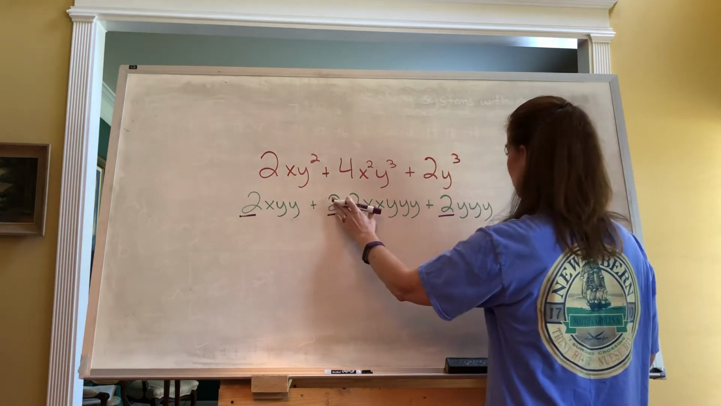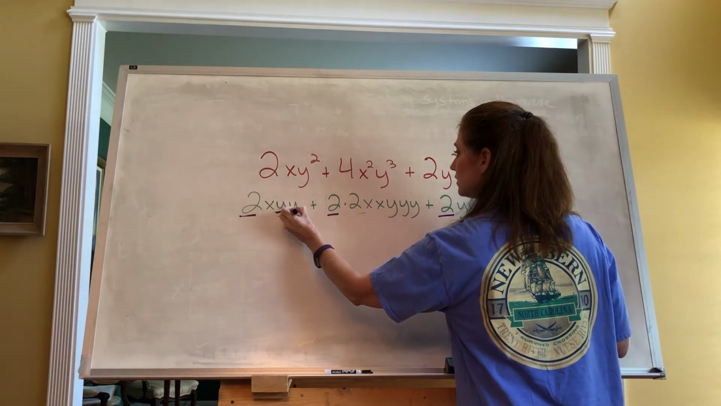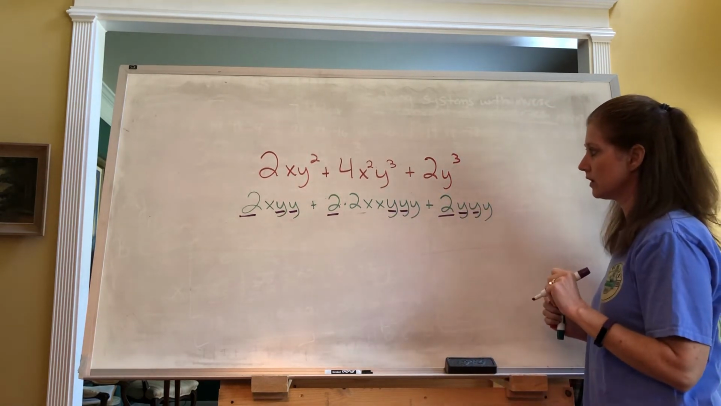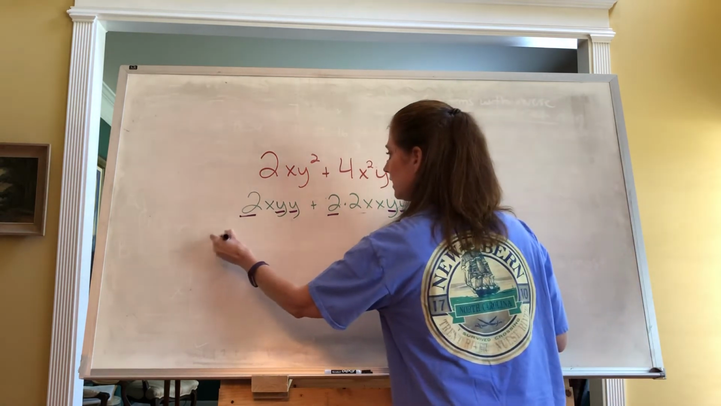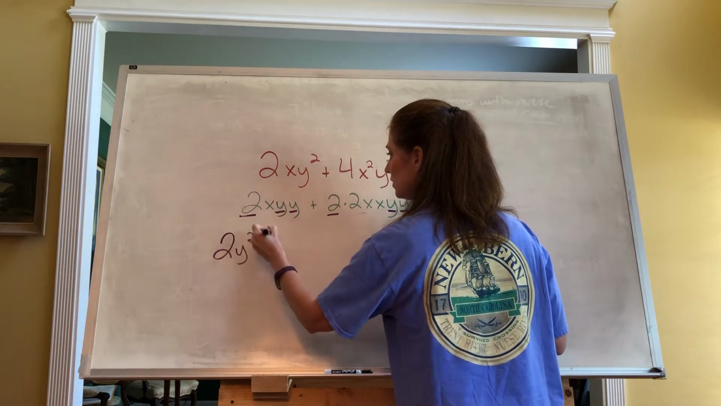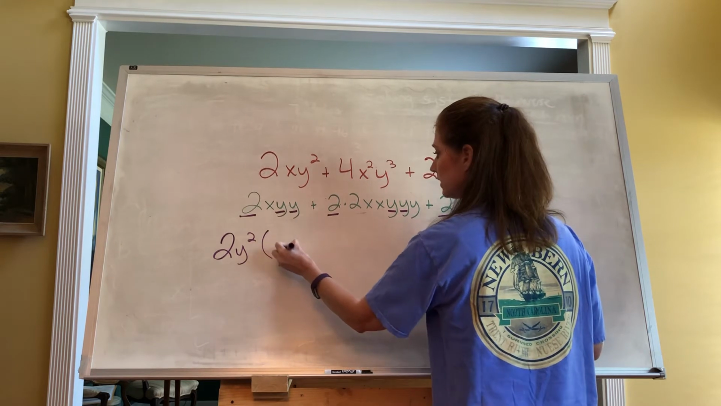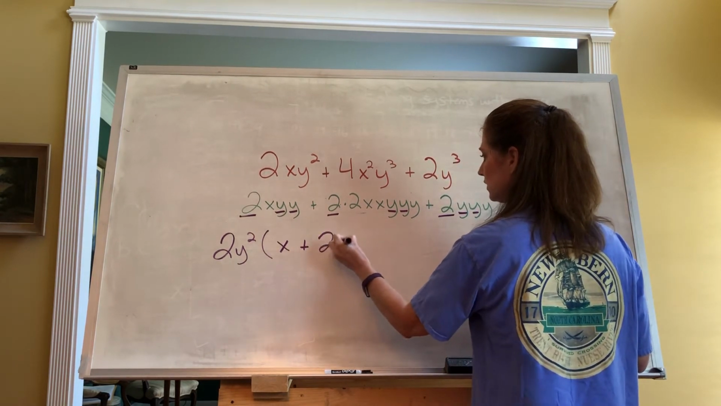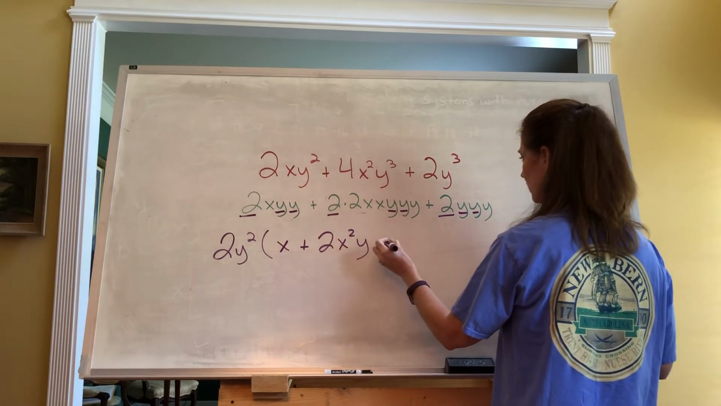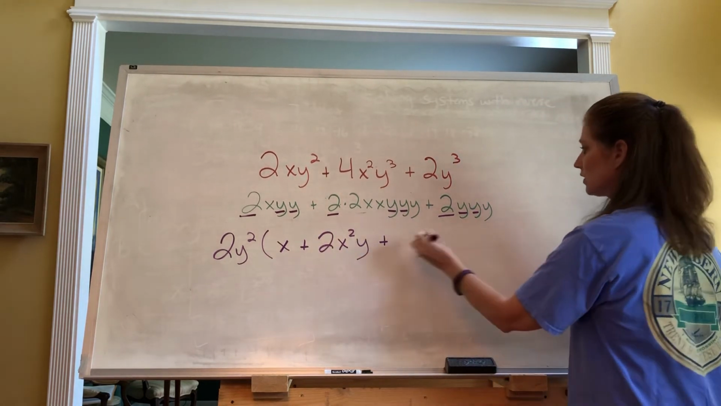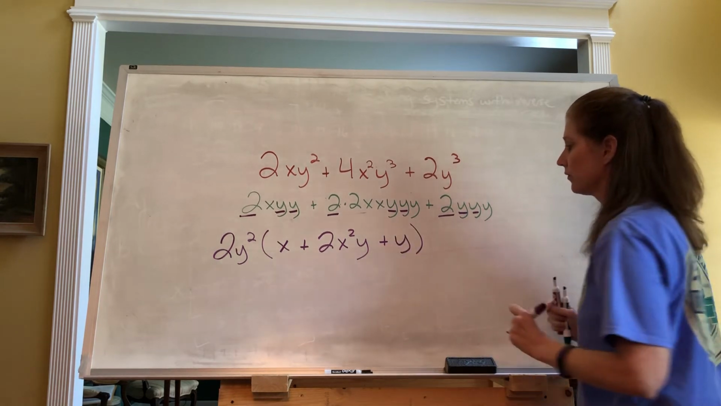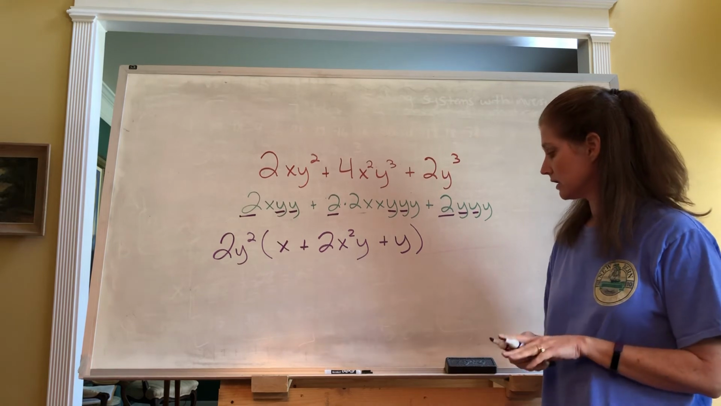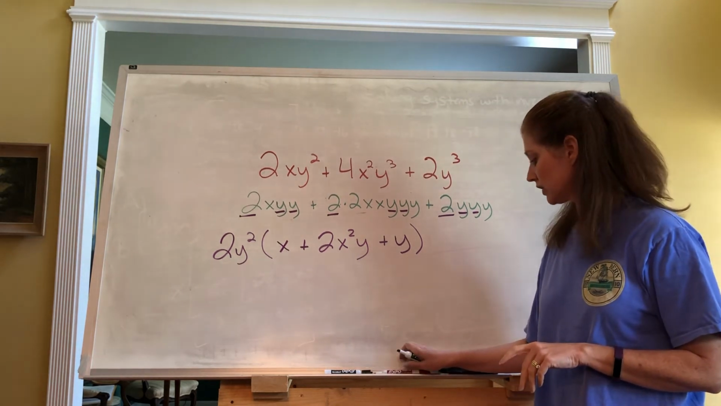And then we're going to look at our y's. I've got 2 y's, 2 y's, and 2 y's. So what is coming out is 2y squared. And in our first term, we're left with x. Our second term, we're left with 2x squared times y. And our last term, we're left with y. And that is it. That is factoring the algebraic expressions.